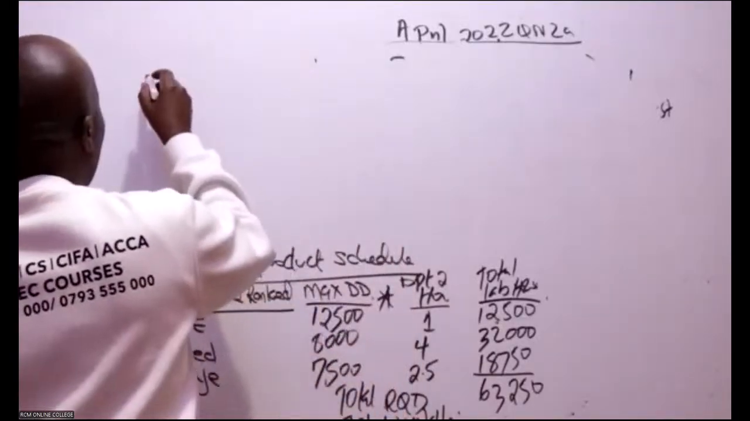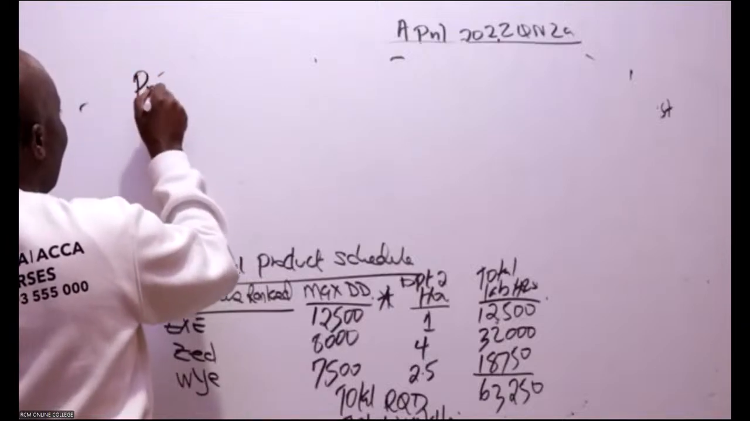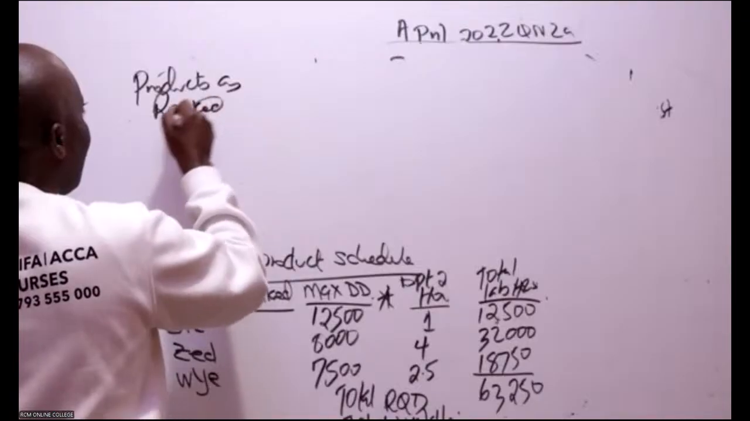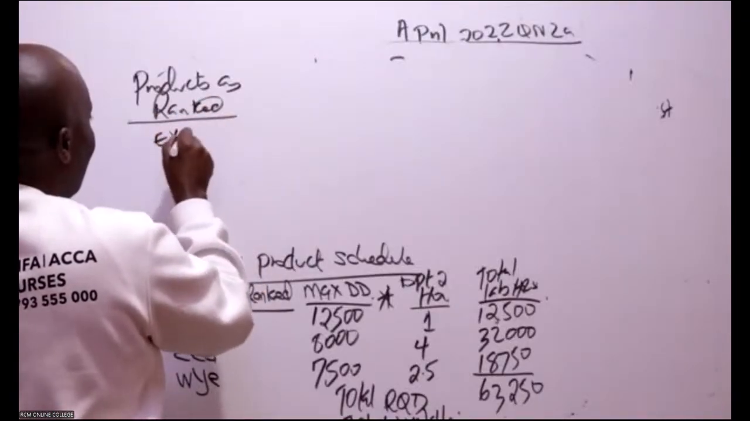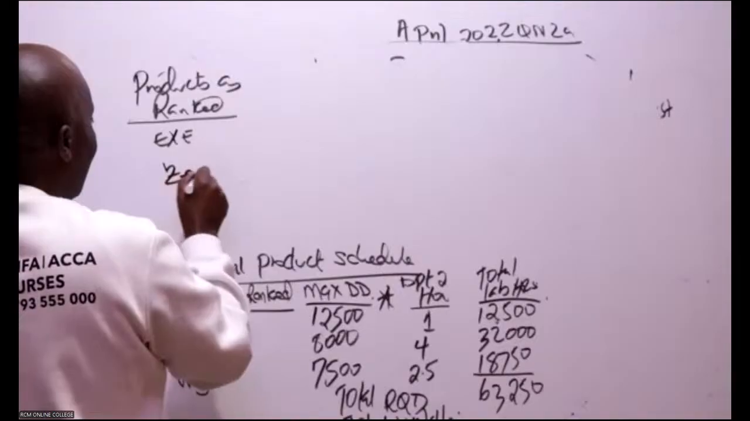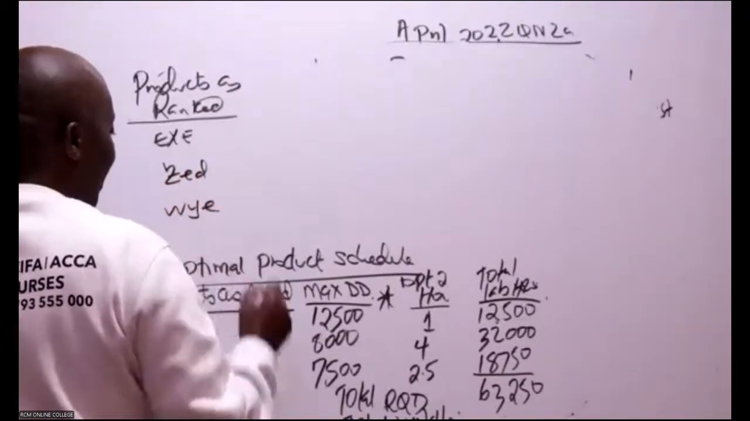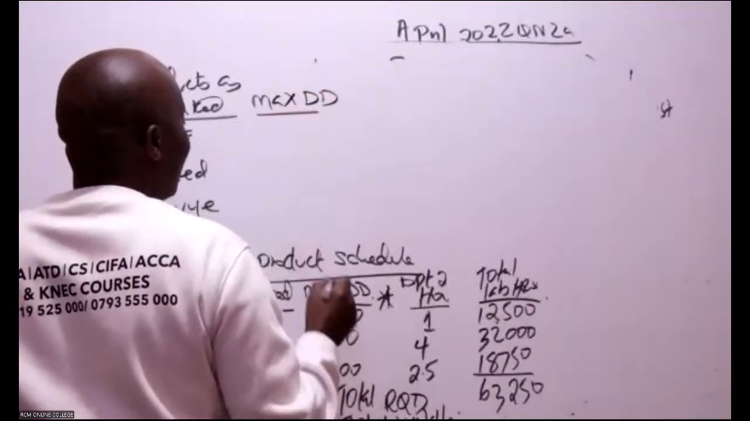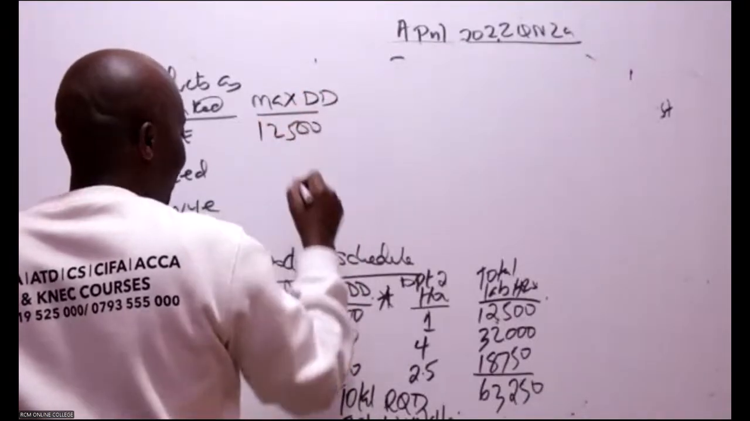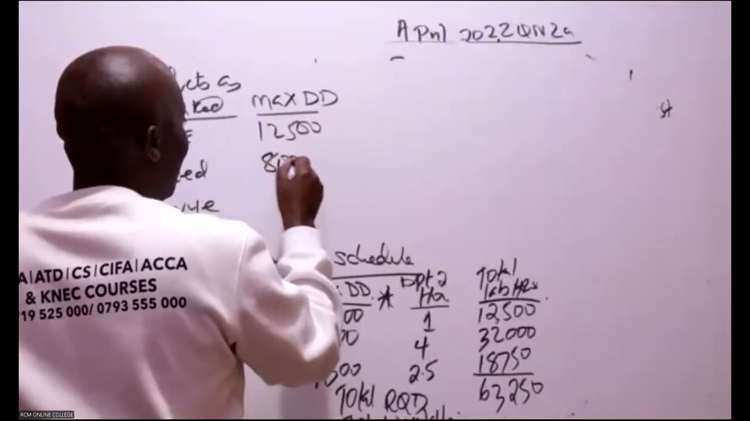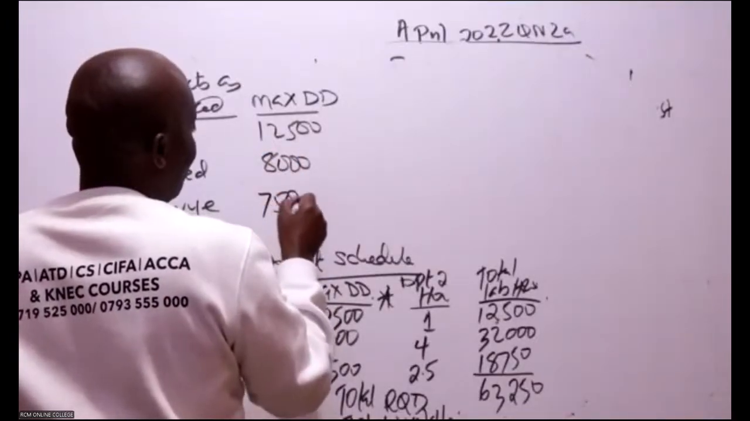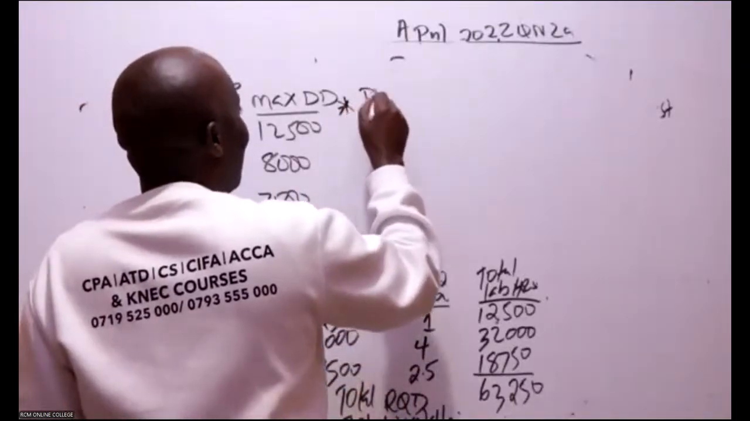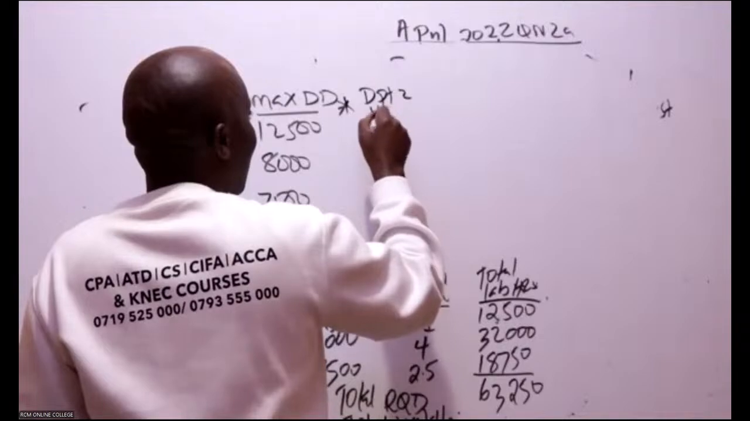So we have here products as ranked: X, Z, Y. So we have here maximum demand: 12,500, 8,000, 7,500. Don't write again, I'm copying this one. Times department 2 hours.